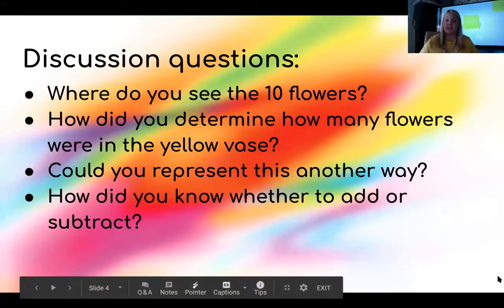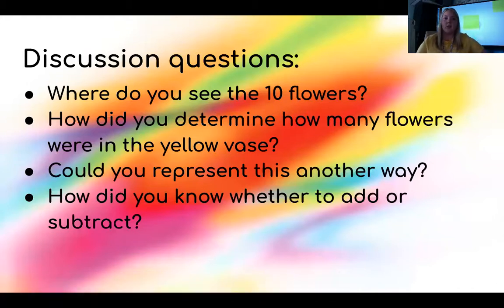Okay, did everybody get their equation written and solved? Let's talk about it. Where did you see the 10 flowers? You can tell someone around you. Excellent. How did you know how many flowers were in the yellow vase? You can tell someone near you. Good work. Could you represent that in another way? What is a different way you could show that? You can tell someone else near you.